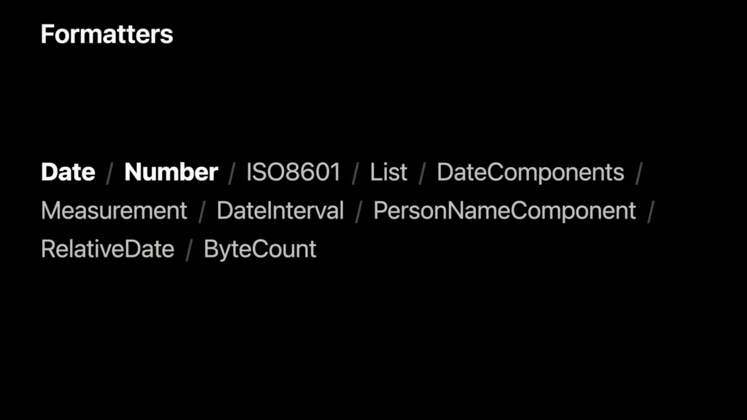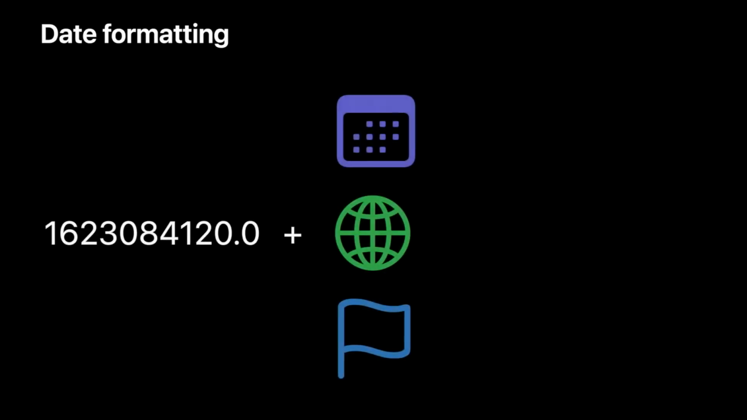We've applied this new approach to all 10 formatters in Foundation. We've cleaned up and simplified the interfaces, made changes to help avoid common pitfalls, and added a bunch of new features along the way. Let's take a look in detail at two of the most popular formatted types, dates and numbers. Date formatting is about using a calendar and time zone to convert an absolute point in time into something a human understands as a date.